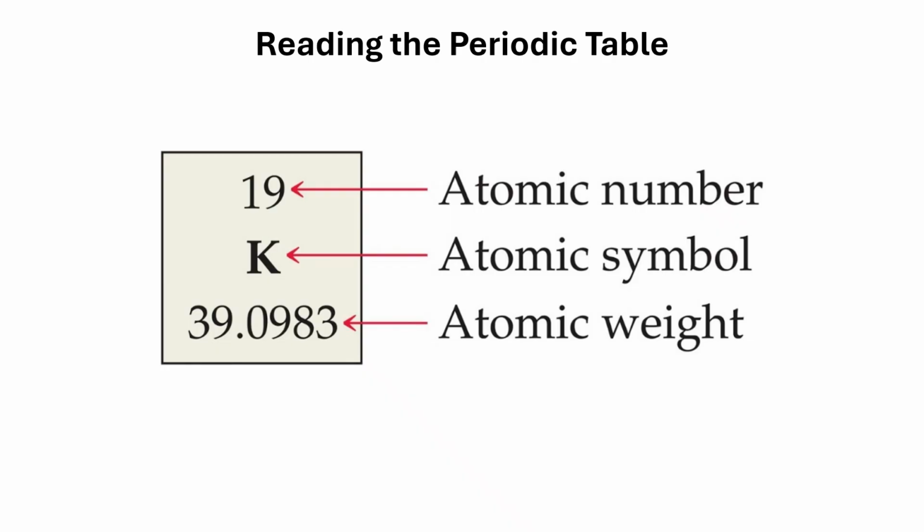Each box represents an element, showing its symbol, atomic number and sometimes its mass. For example, the potassium element is given here. So this is the symbol for potassium, capital K, and the atomic number is 19 and the atomic weight is also given here as 39.0983.